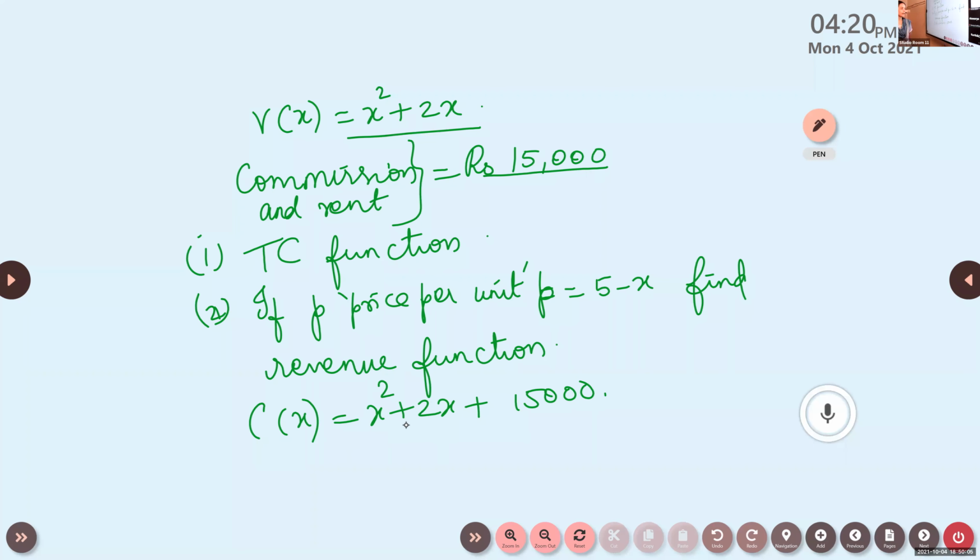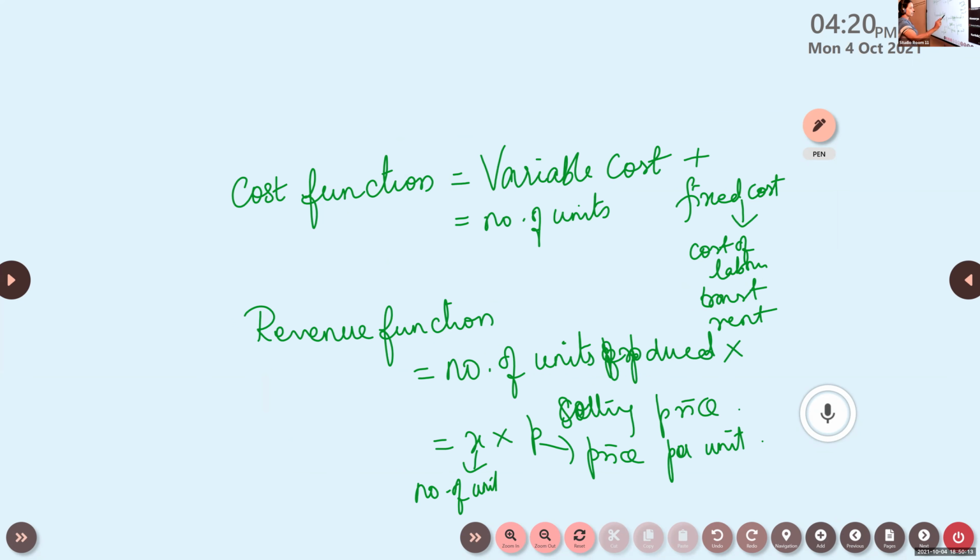Now, what about the price function? How will you find the revenue? Yes, Karthik, try to give the answer. What about the revenue function? Revenue function is given by the number of units produced into the selling price.